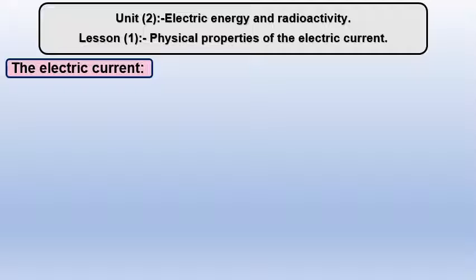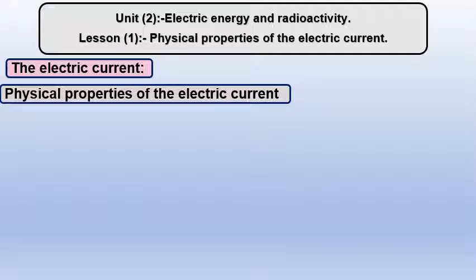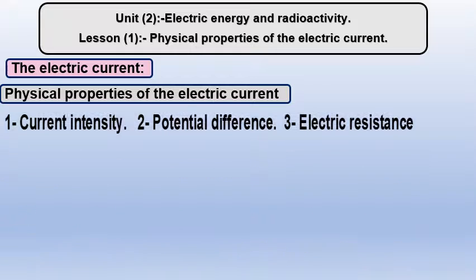And now let's see the physical properties of electric current. In this lesson we have 3 properties. Number 1, electric current intensity. Number 2, potential difference. Number 3, electric resistance. In this video I will talk about the first 2 properties only, current intensity and potential difference.